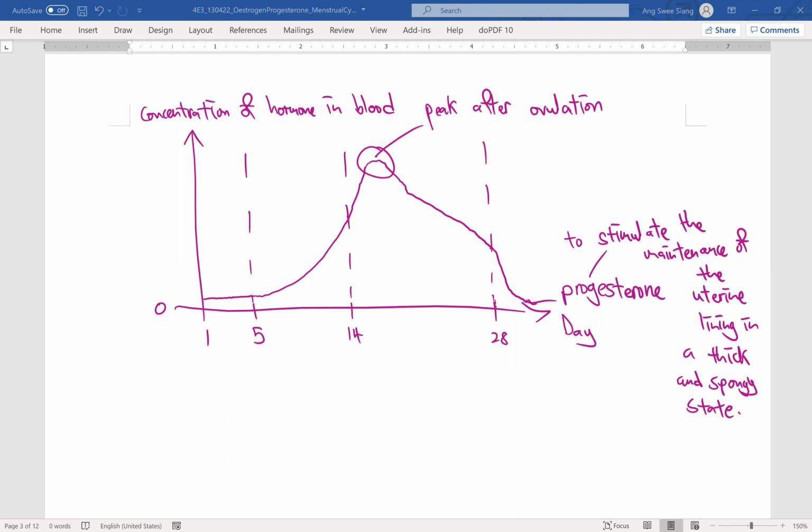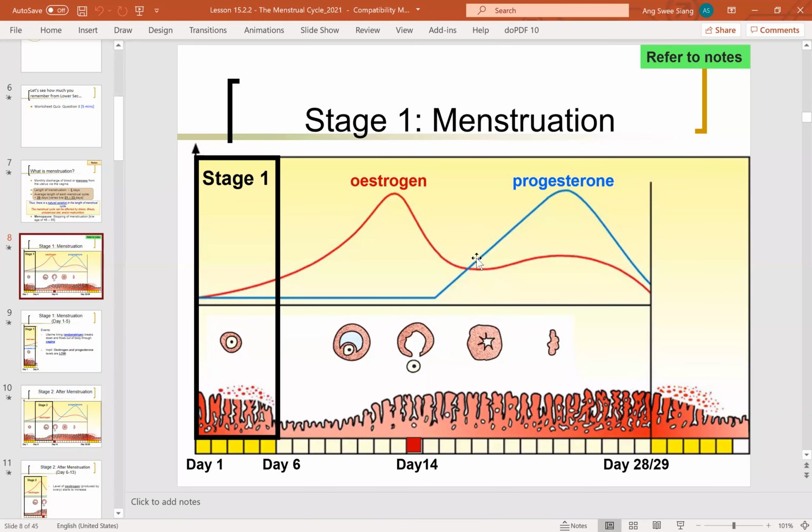Let me take a look at the notes. Menstrual cycle. Did I send this to you? Not really, huh? Cannot remember. If not, you all just tell me, then I will send to you. Hello. New share. Do you all see that?